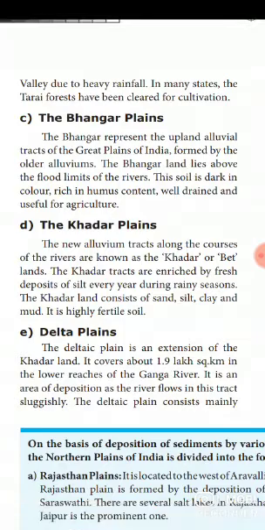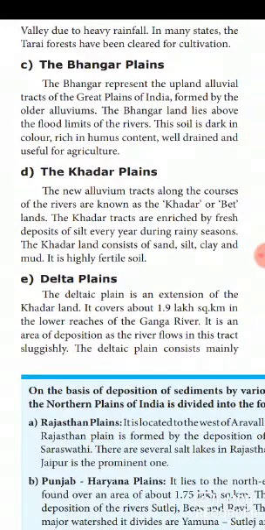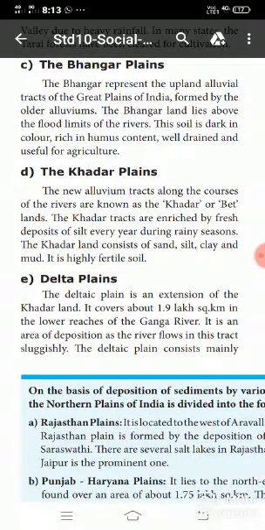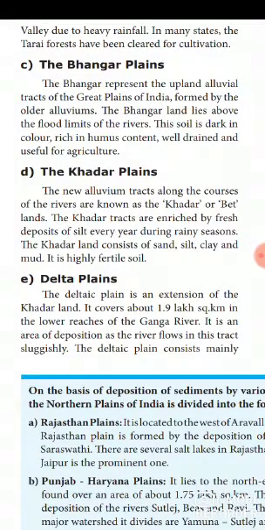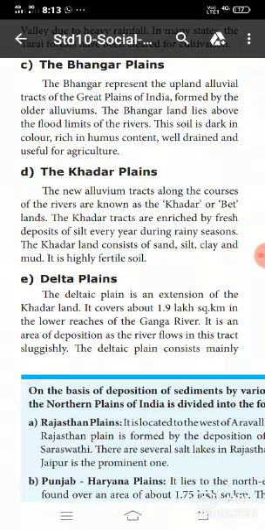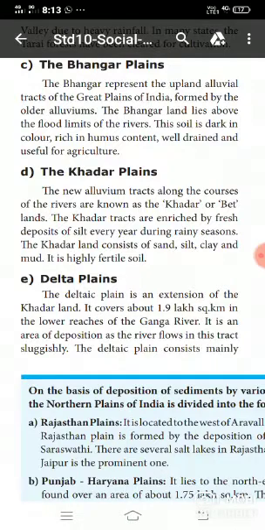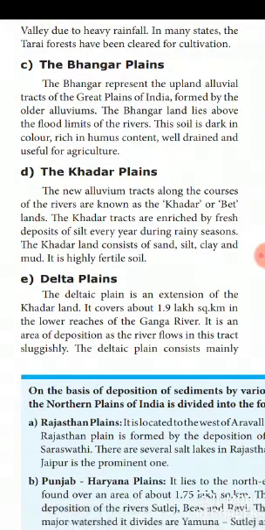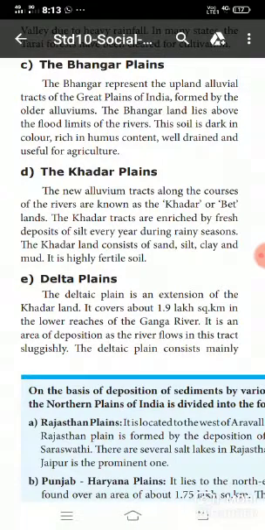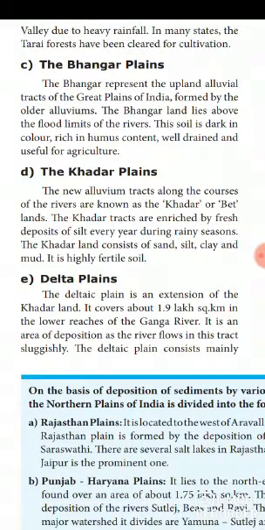Next one, Khadar. The new alluvium tract. So Bhangar is the older alluvium tract, and Khadar is the new alluvium tract along the courses of the rivers. Another name is Wetland. Khadar land, or another name Wetland. Khadar tract is enriched by fresh deposits of silt every year during the rainy season.